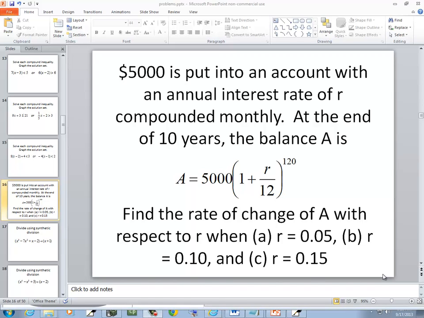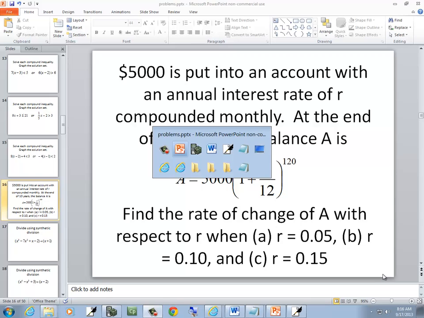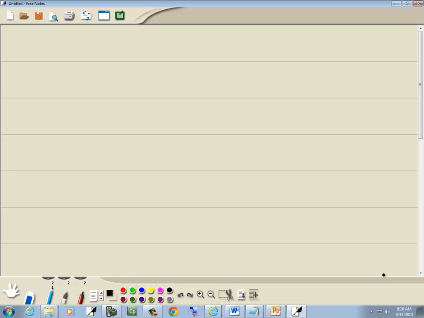5,000 is put into an account with an annual interest rate of R compounded monthly. At the end of 10 years, the balance A is given by A is equal to 5,000 times 1 plus R over 12 to the 120th power. Find the rate of change of A with respect to R when R is equal to these values. Now, rate of change, that tells me to find the derivative.